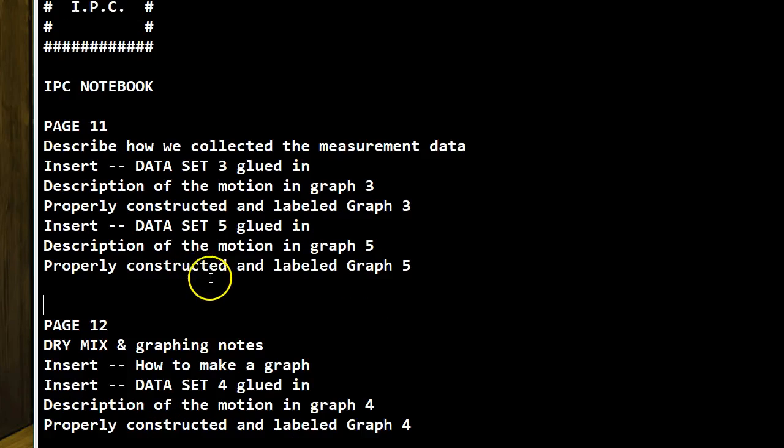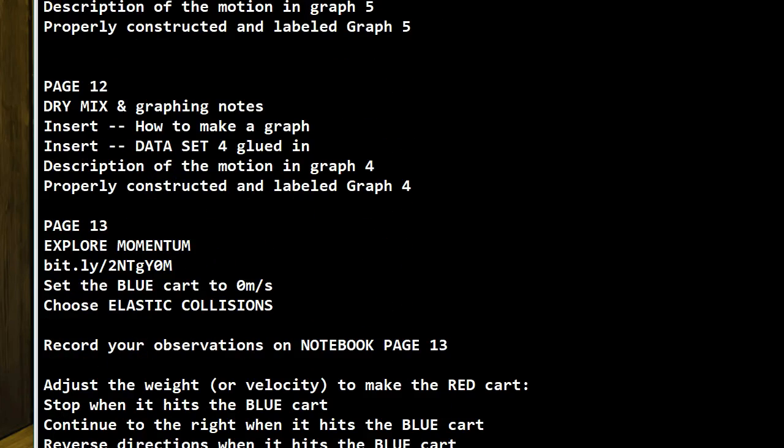On page 12 at the top, we should see notes about dry mix. The dependent or responding variable is on the y-axis. The manipulated or independent variable is on the x-axis. There was also a little insert for graphing notes about how to make a graph. And we should have data set 4 glued in there. You should have a graph for data set 4, and you should have a description of what you would see if you were watching something make that motion.